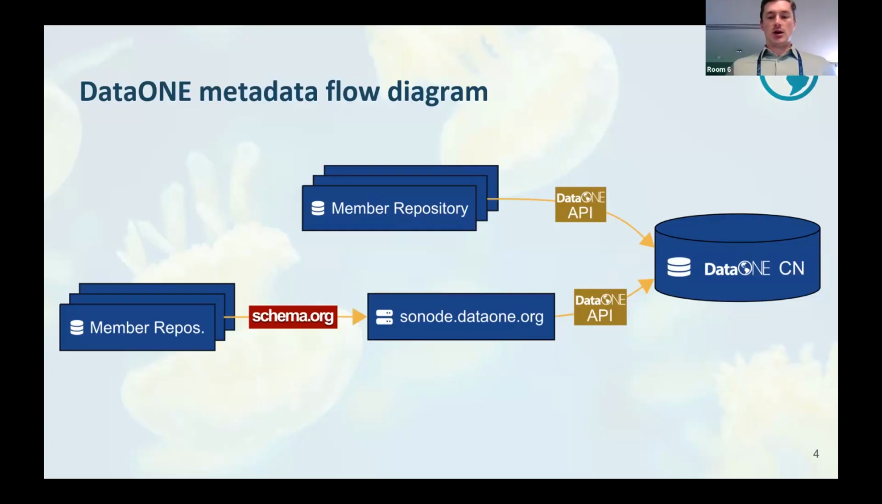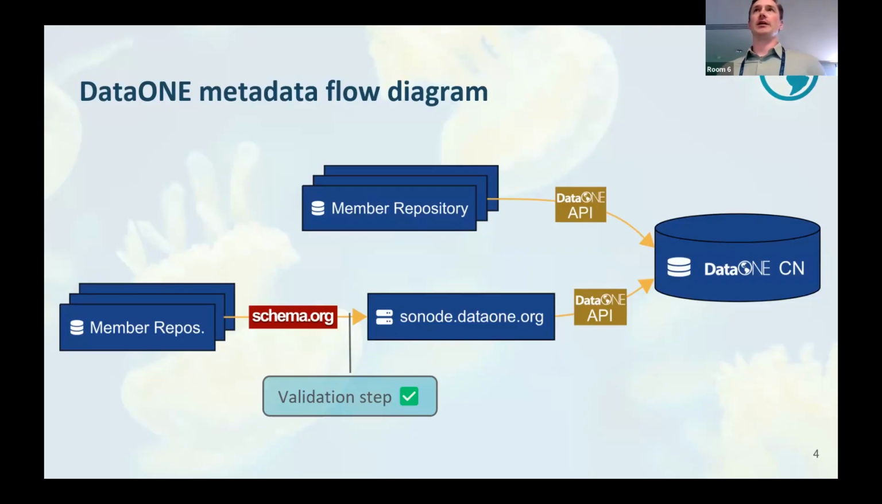And so along this route, we have a validation step where, when we see the metadata coming in, we can apply the SHACL shape and see what that dataset looks like in terms of correctness and JSON-LD adherence in a sense. So that's the first validation step.